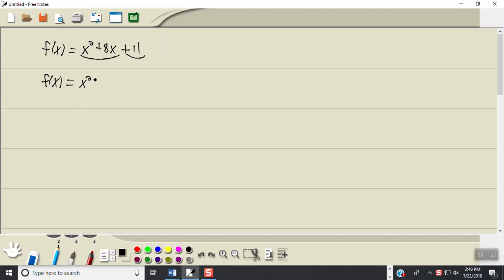So what we're going to do, and this does not apply when you have a number in front of your x squared, is we take the number that's in front of the x, the coefficient, multiply it times a half and square it. It's always times a half and it's always squared. Now 8 times a half is 4, and 4 squared gives us 16. Now we not only add 16, and we add first, but we subtract 16.